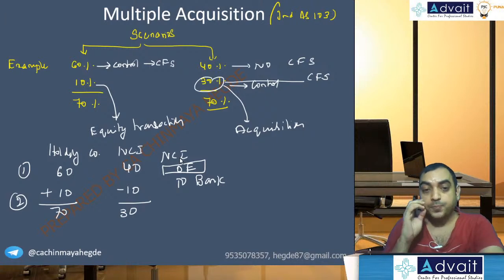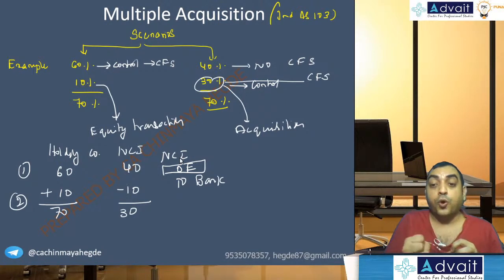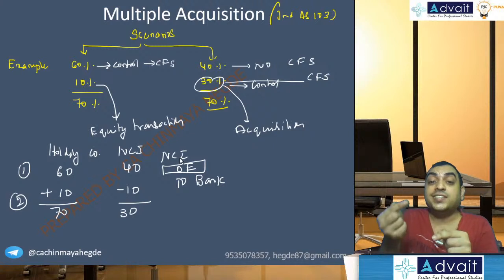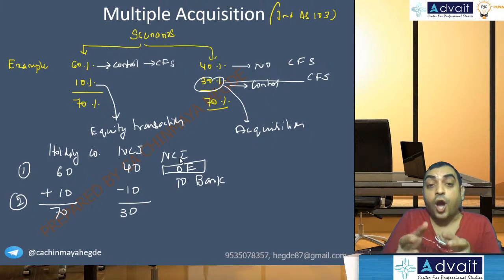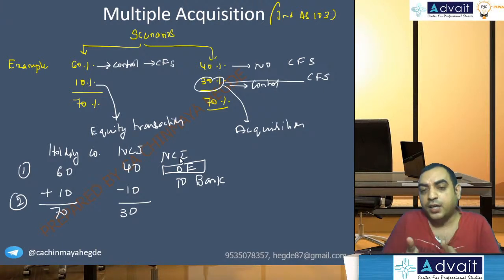That's all, nothing else. So in case the first acquisition is already there and subsequently you acquire more, what is going to happen? NCI share will reduce, so NCI is debited. And how does the holding company get this 10%? By paying purchase consideration, by paying cash, that is to bank. The differential amount, profit or loss, is transferred to other equity, that is in our ConPL column. Hope you got that point related to the first point.